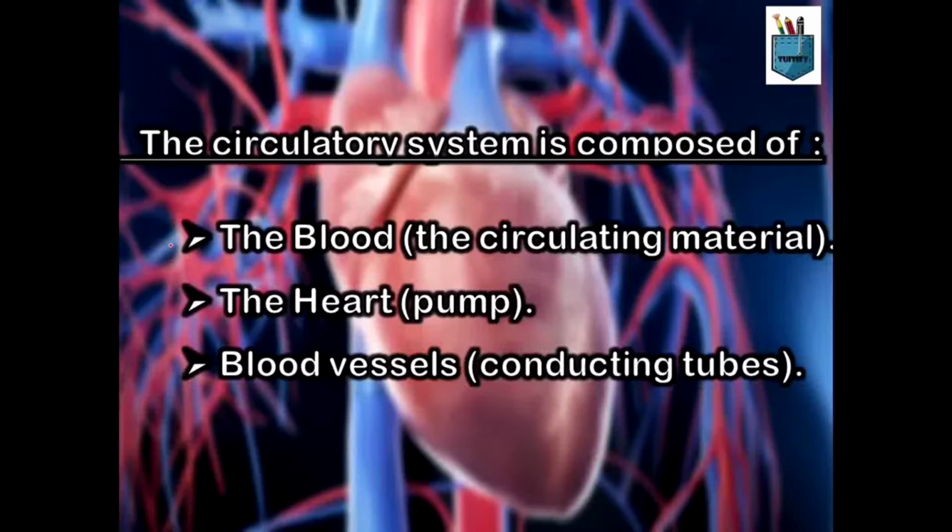The circulatory system is mainly composed of three parts. That is the blood, which is the circulating material of our body. Then comes the heart, which pumps the blood in our body. And lastly, the blood vessels, which are the conducting tubes of our body. They conduct the blood throughout our body.